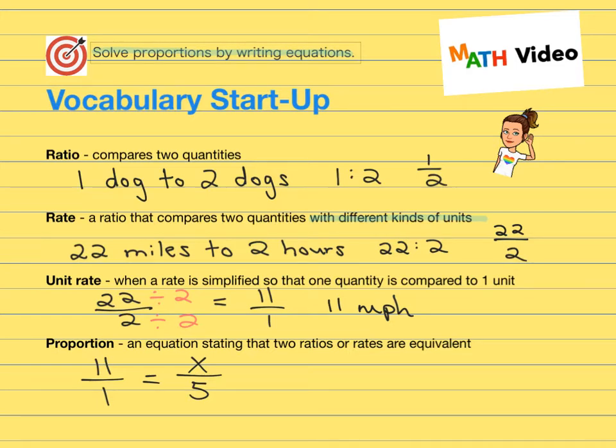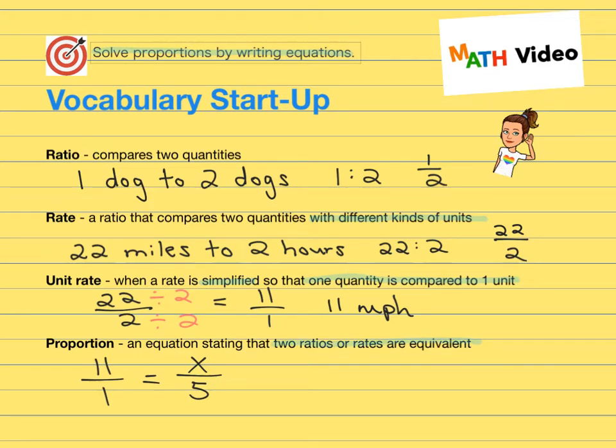Now, a unit rate is when a rate is simplified so that one quantity is compared to one unit. So 22 over 2 divided by the greatest common factor of 2 has simplified that unit rate to 11 over 1, or 11 miles per hour. A proportion is an equation stating that two ratios or rates are equivalent.